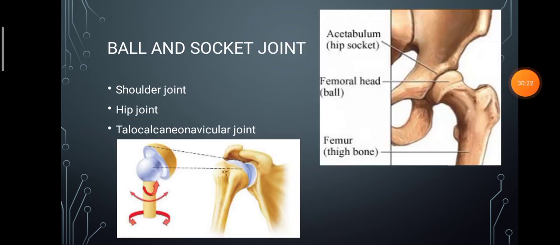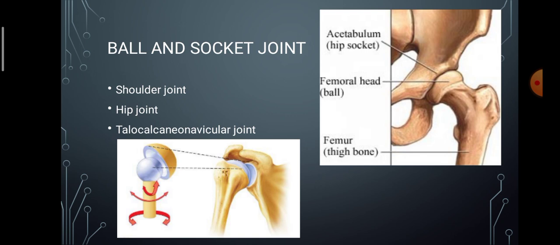And regarding the ball and socket joint, here as you can see, one bone has a ball and another bone has a socket. The ball fits into the socket of the other bone. You have got examples like the shoulder joint, hip joint, and the joint between incus and stapes also comes under this ball and socket joint. As you already know, these joints permit movement in different axes, so it is a multi-axial joint.